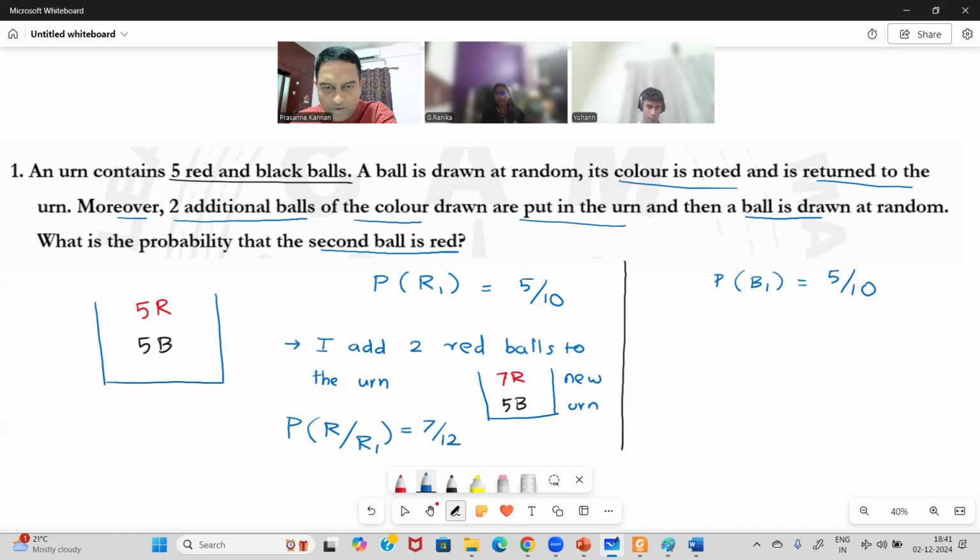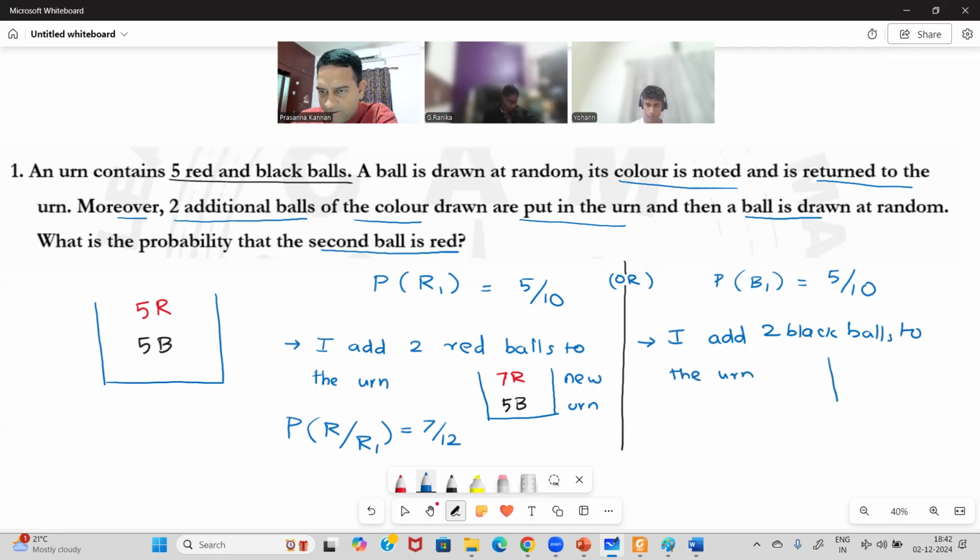Excellent. Johan, did you understand this? Yes, sir. Now can you tell me my next process? Or I could have done another thing, right? What is that? I could have taken a black ball in the first place. If I had taken a black ball, what do I do next? Add 2 more black balls. Exactly. I add 2 black balls to the urn, correct? Yes.